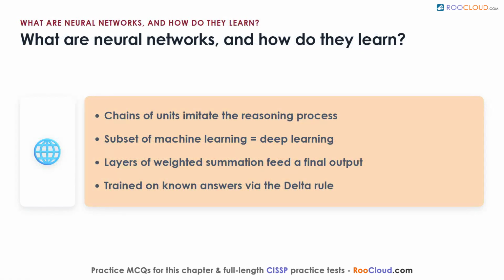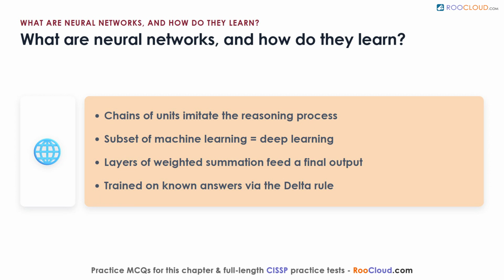What are neural networks, and how do they learn? A neural network chains together many computational units to loosely imitate how the human mind reasons. Where an expert system stores explicit rules, a neural network sets up long chains of small decisions that feed into each other and sum to a final output.